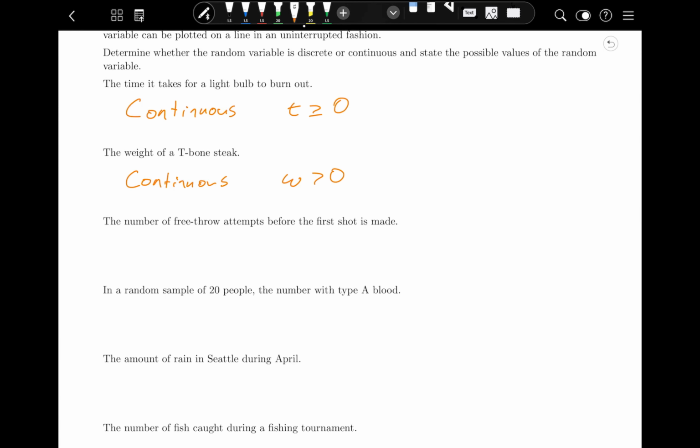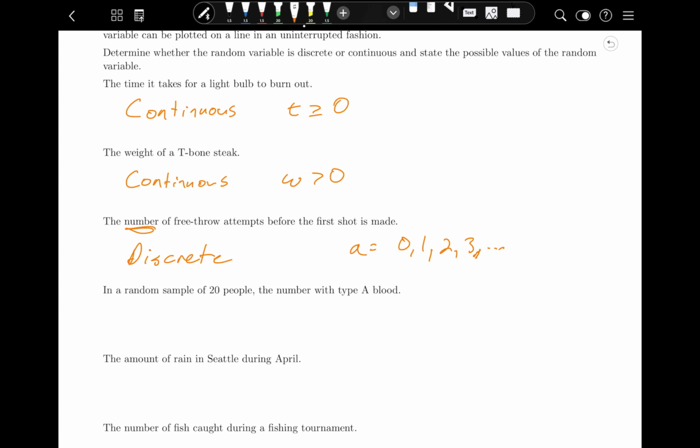The next one is the number of free throw attempts before the first shot is made. The key word here is number, so it's something we're counting. So this is discrete. And the number of attempts, in this case, we can't use inequality symbols like I was about to there because it's discrete. So it can't be any value greater than or equal to 0. It has to be an integer greater than or equal to 0. So we could write it like this: 0, 1, 2, 3, and so on, right? It would just keep going.